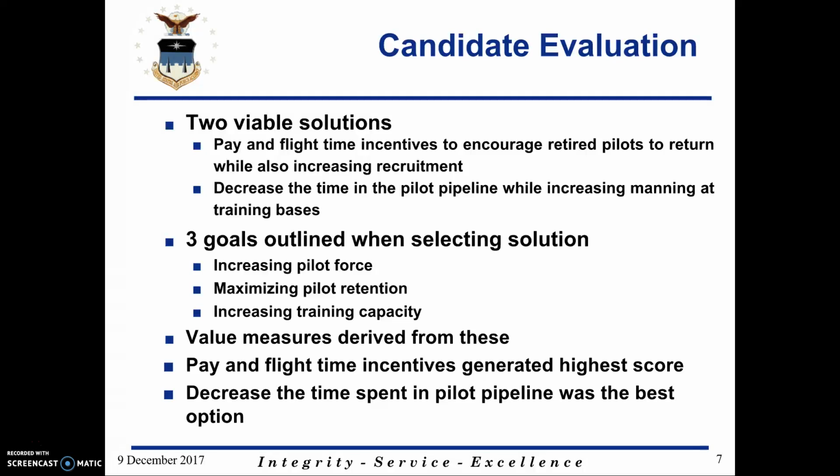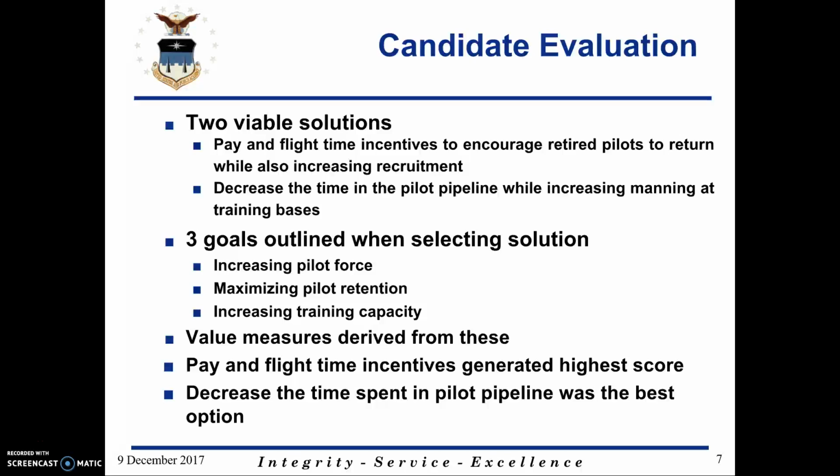So looking at our candidates, we came up with two viable solutions out of our five alternatives. The first one is to increase pay and flight time to encourage retired pilots to come back to the Air Force while also increasing recruitment of new pilots. Our second one was decreasing the time in the pipeline while also increasing the manning at the bases so that we could pump pilots through faster so we can recruit more pilots and increase the pilot force.